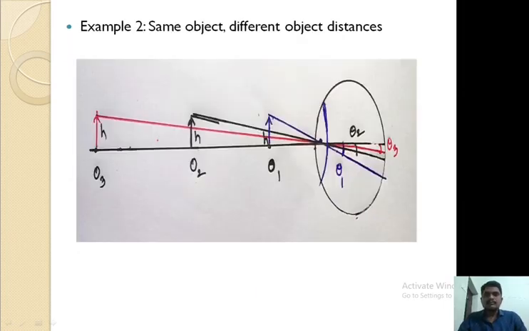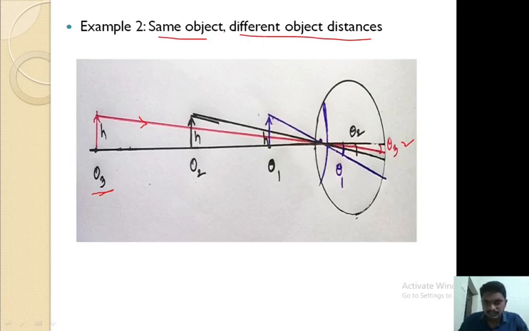Let us take another situation where the same object is placed at different distances from the eye. Initially, when the object is located at O3, the angle subtended by that object is theta 3.